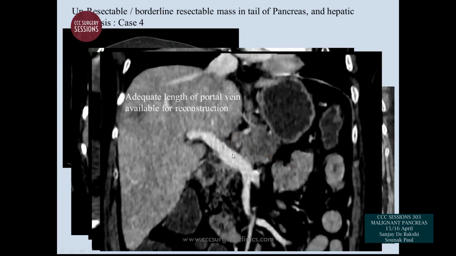And on the coronal sections, we see there is a small segment of contact with the extrahepatic portal vein. This probably can be easily resected and reconstructed.